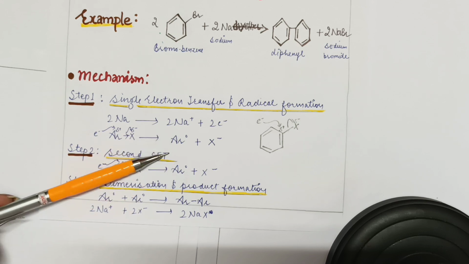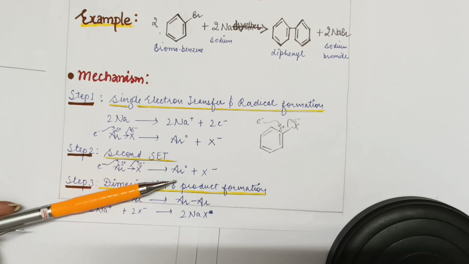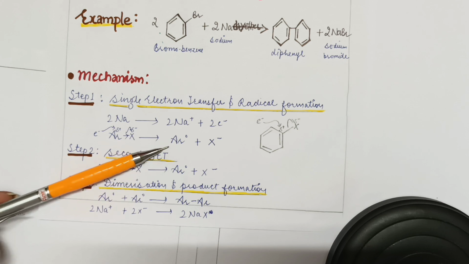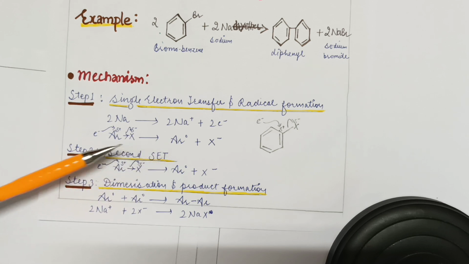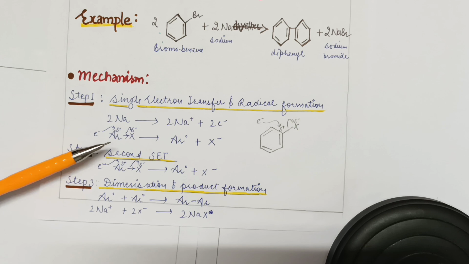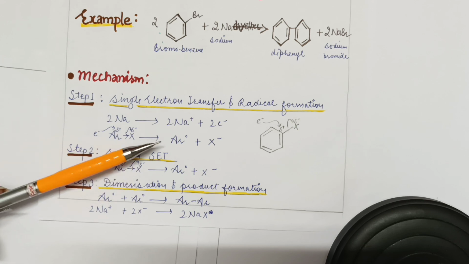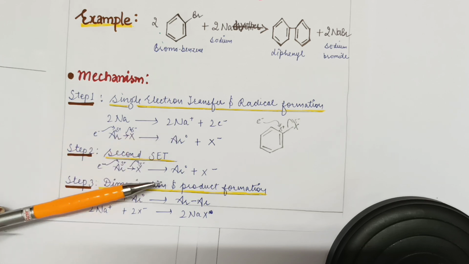Now I have already told you in my previous video that these radicals are very reactive and unstable, so they are going to try to combine with each other. And I also told you that these still require one more electron because they have only one electron, so they are also one electron deficient right now, no? That's why these are very unstable.